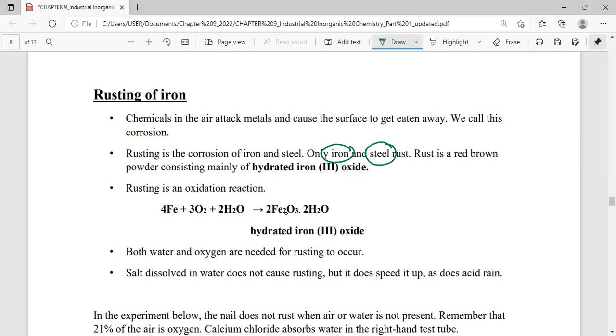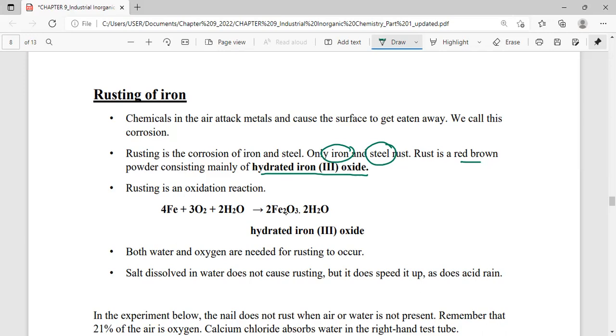Now, what is the color of rust? Yes, correct. It's a red-brown powder. Now, rust is mainly hydrated iron(III) oxide. So let us see how rust is formed. Rust is an oxidation reaction. Oxidation is the gain of oxygen or the loss of electrons. So you can see here that iron reacts with oxygen and water to form hydrated iron(III) oxide.